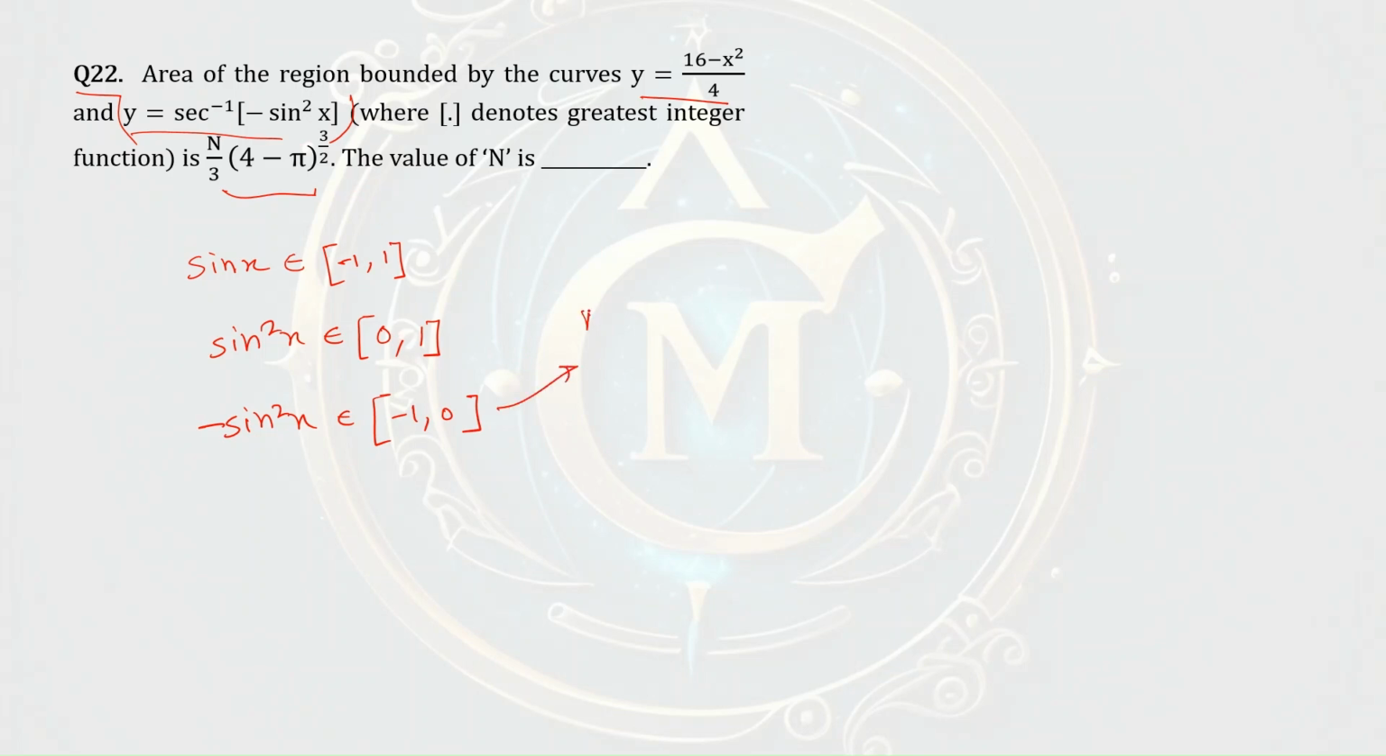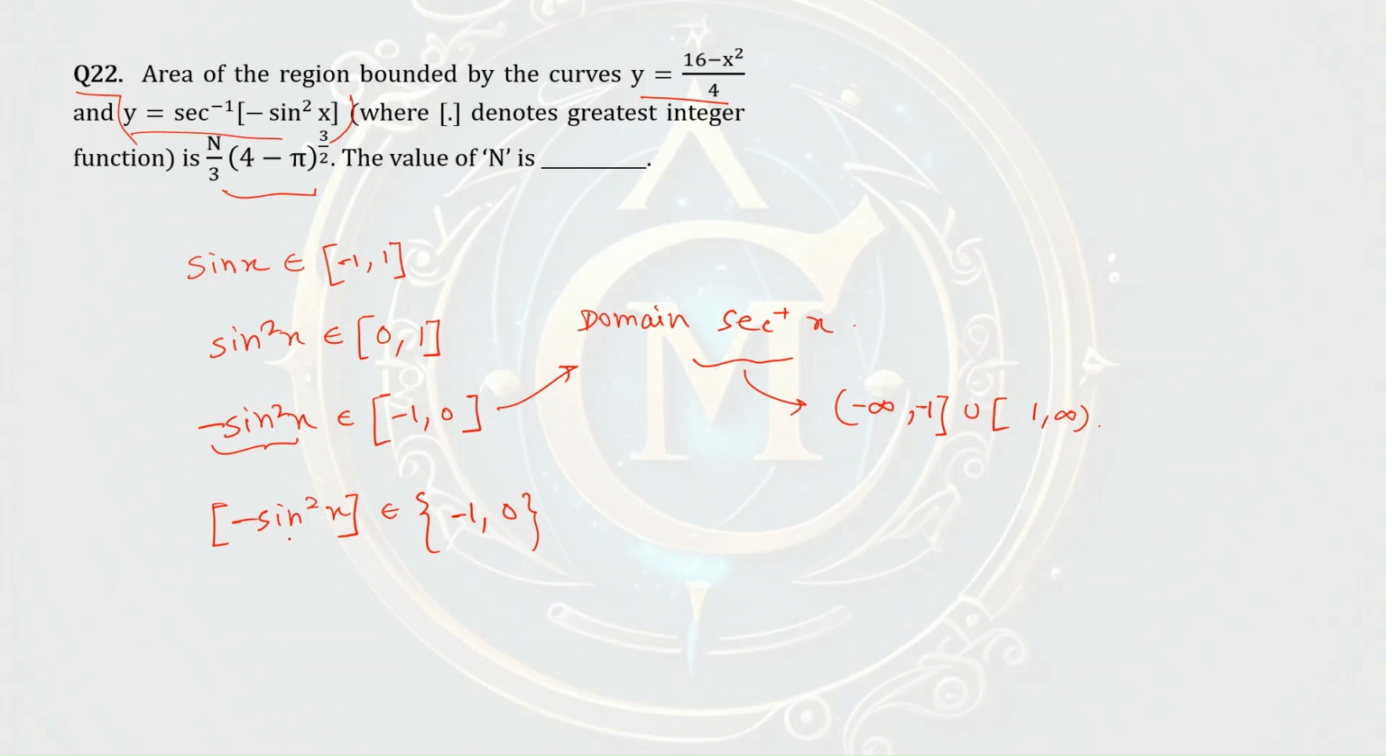Now we know that the domain of sec inverse x is minus infinity to minus 1 union 1 to infinity. And also we can notice that if we take the greatest integer of minus sine square x, then it will be either minus 1 or 0. That means the greatest integer of minus sine square x can be fitted in the domain of sec inverse x if and only if the greatest integer of minus sine square x is minus 1. That is, if minus sine square x belongs to the interval minus 1 to open 0, then it will fit under the domain of sec inverse x. This is the only possibility.